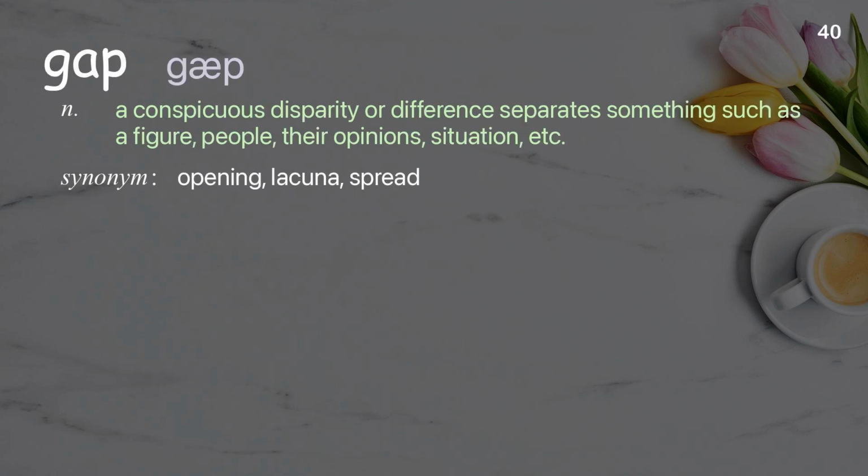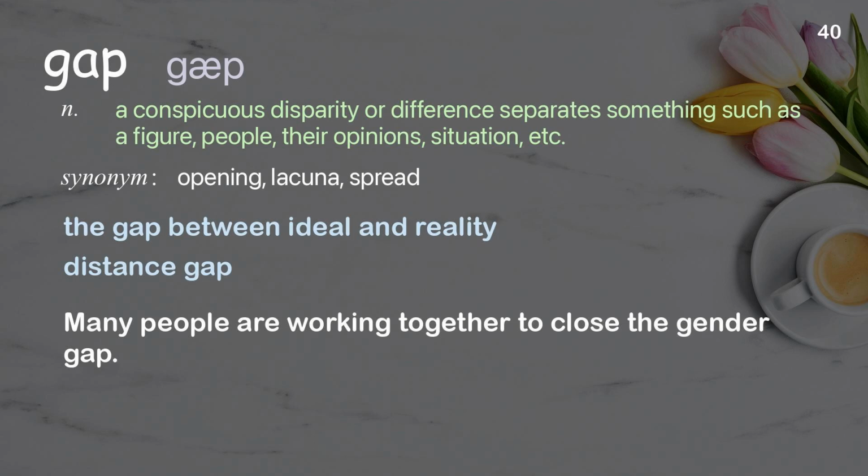Gap: A conspicuous disparity or difference separating something such as a figure, people, their opinions, situation, etc. Examples: The gap between ideal and reality. Distance gap. Many people are working together to close the gender gap.